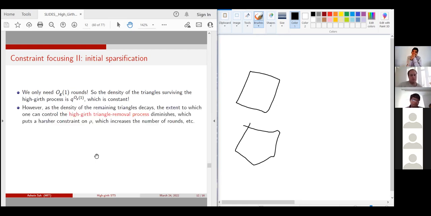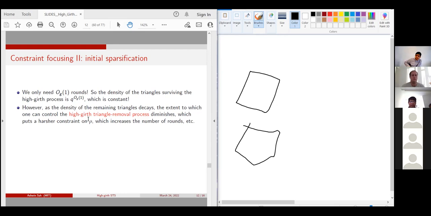Every time I run a round of the high-girth process and I run a step of this iterative absorption plus high-girth, I'm going to have a Q fraction of triangles left over at the next stage. Then I run it again within this set of triangles. And then I do it again and again and again. And there's actually this issue, which is as the density of remaining triangles gets smaller and smaller, like from 1% to 0.001% and so on, the extent to which you can control this high-girth removal process actually gets worse. Like the exponent that you can run to actually gets worse.